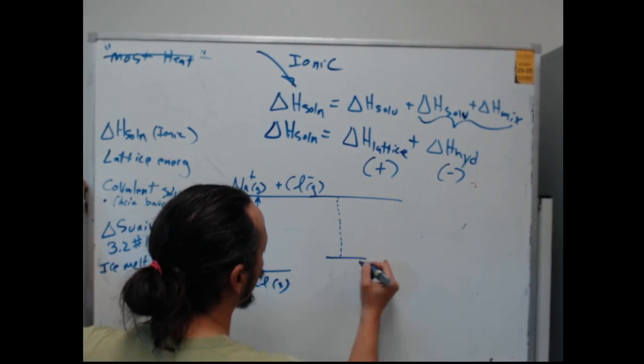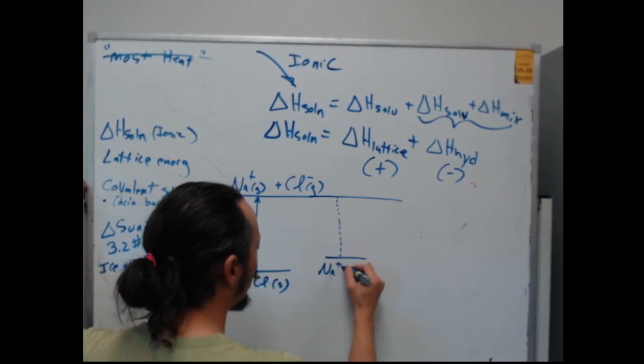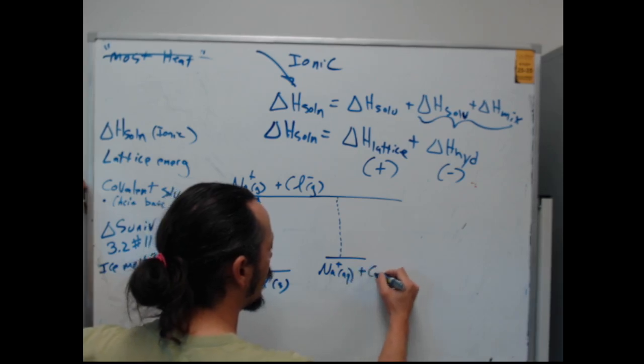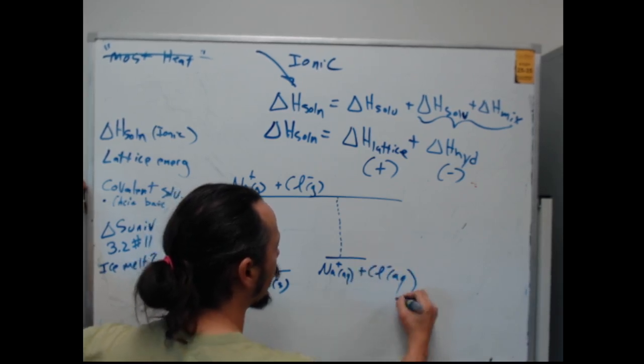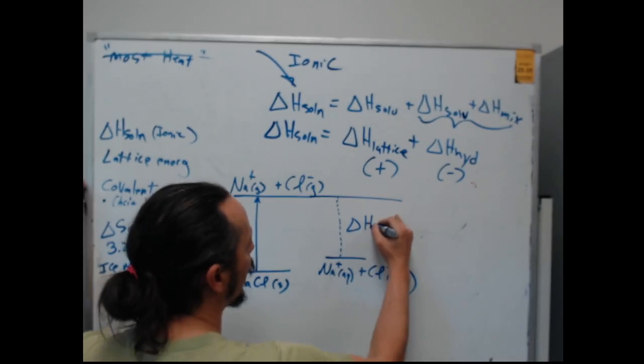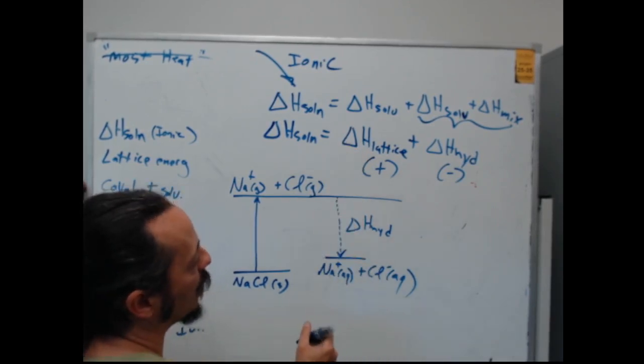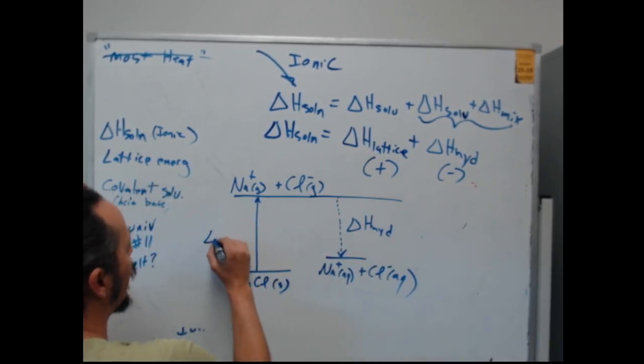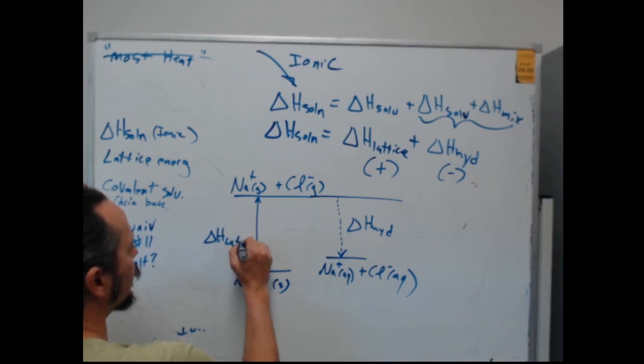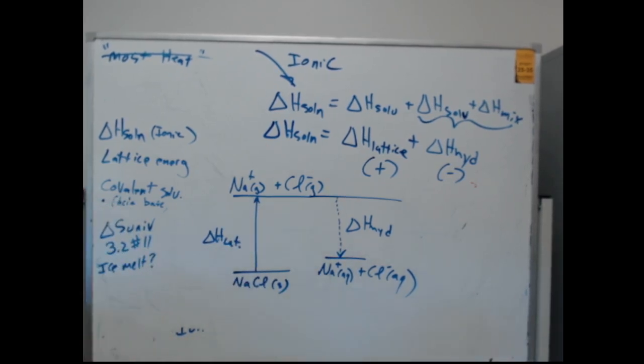I'm trying to remember the numbers for sodium chloride. Na plus aqueous plus Cl minus aqueous. So this would be the delta H of hydration. That's always negative; the direction of the arrow matters. And this would be the delta H of the lattice. That's always positive. The problem is, and I drew that as a dotted line on purpose, I really don't know how big that line is. I don't know if it's bigger or smaller than my lattice energy.